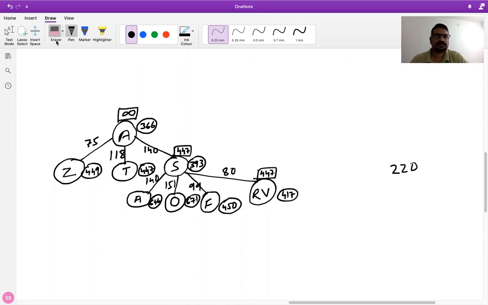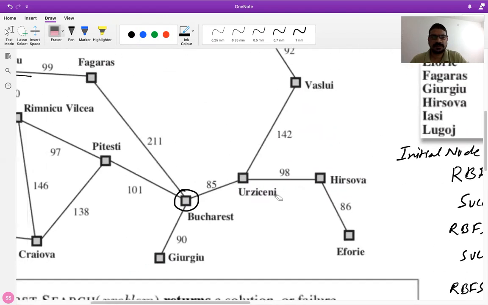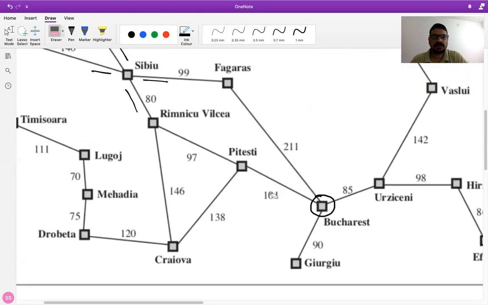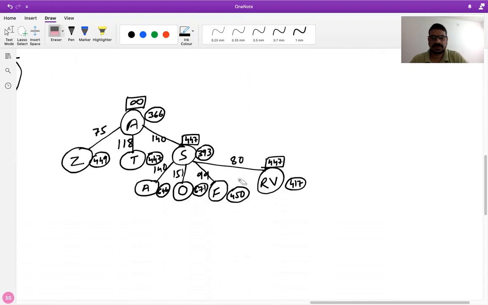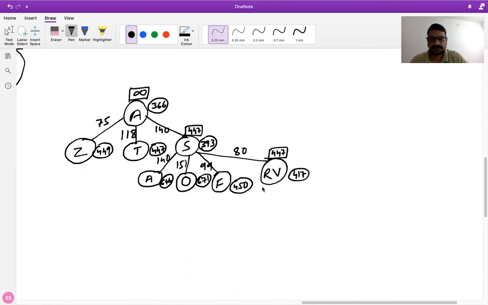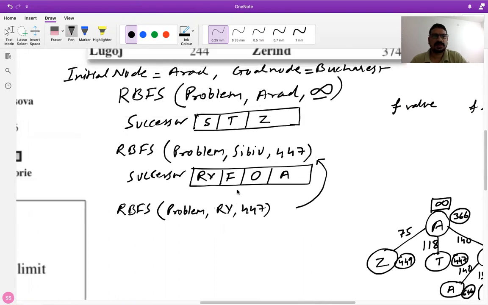Okay. Now next we'll explore RV. When we explore RV, where can we go? We can go to Suboi, we can go to Karaiwa, we can go to Pitesti. So S, C, and P.